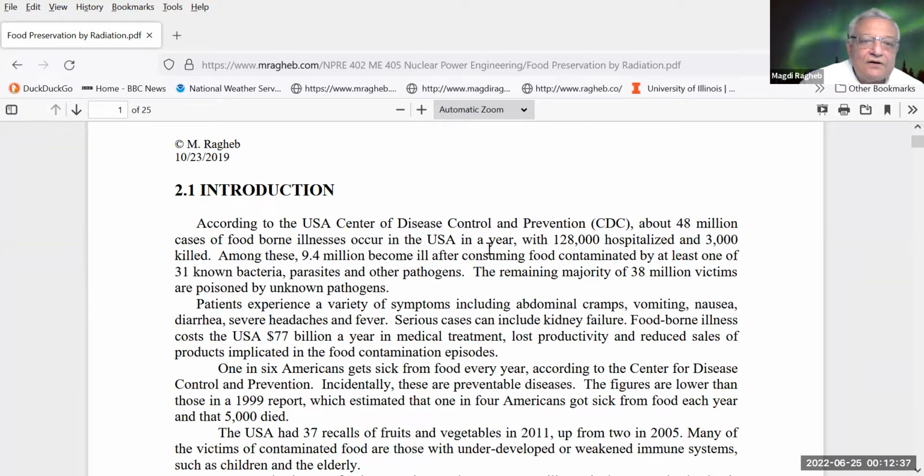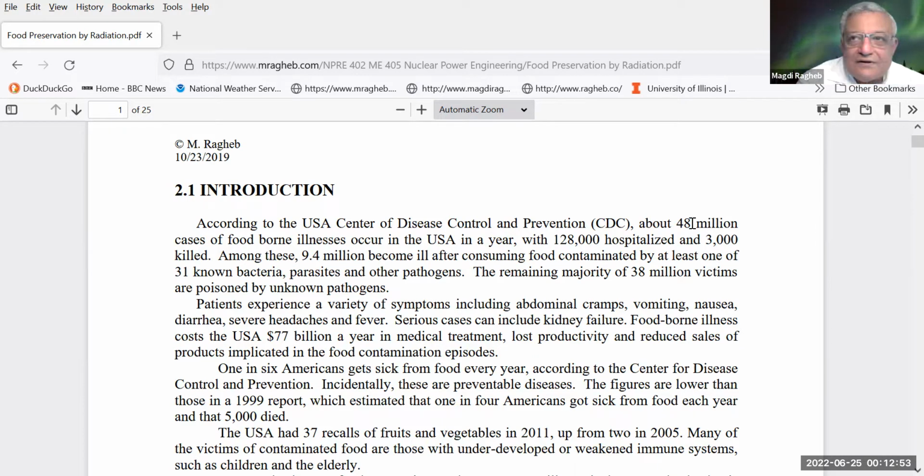Among those 48 million people, it could be any one of us right now, including myself, being subject every year to some form of foodborne disease. We end up calling it a stomach flu, and we recover, we are fine.